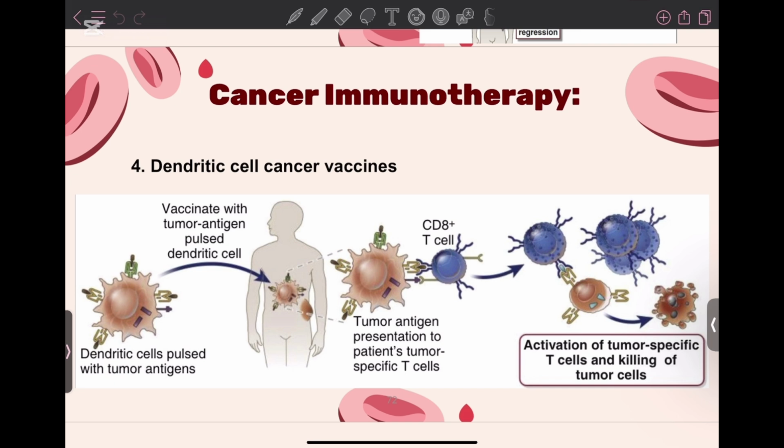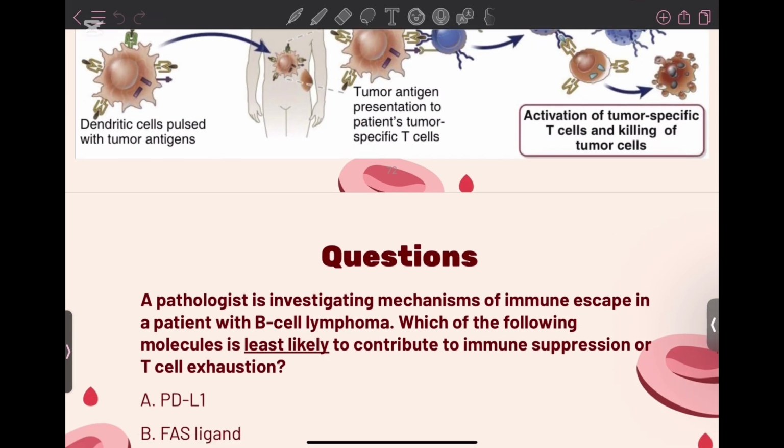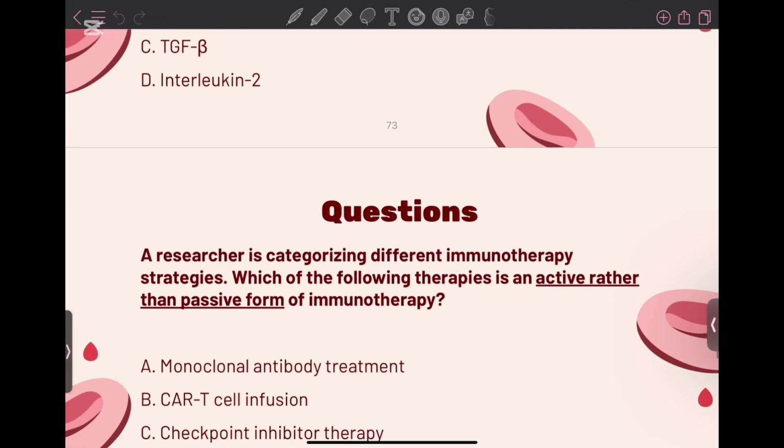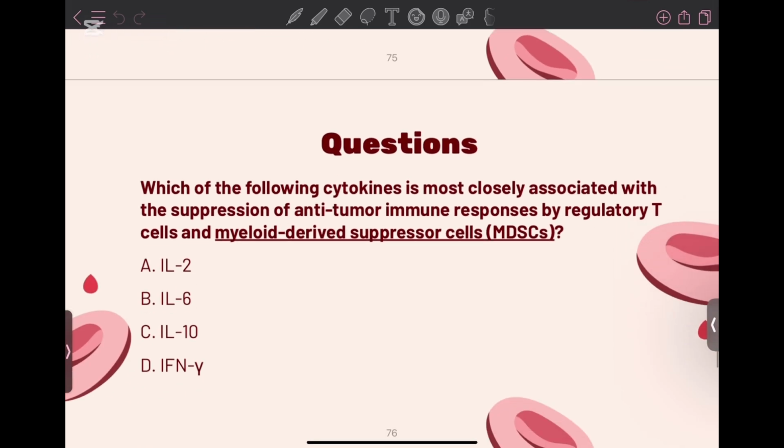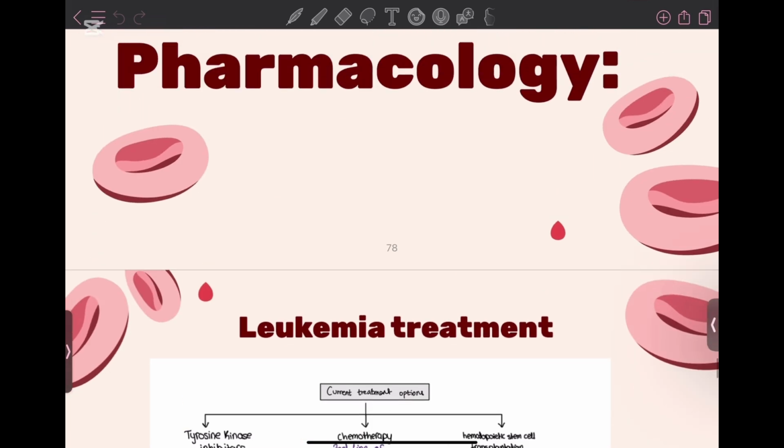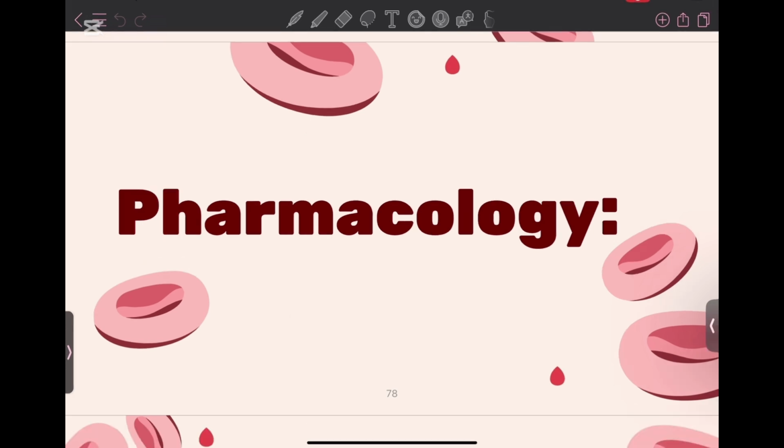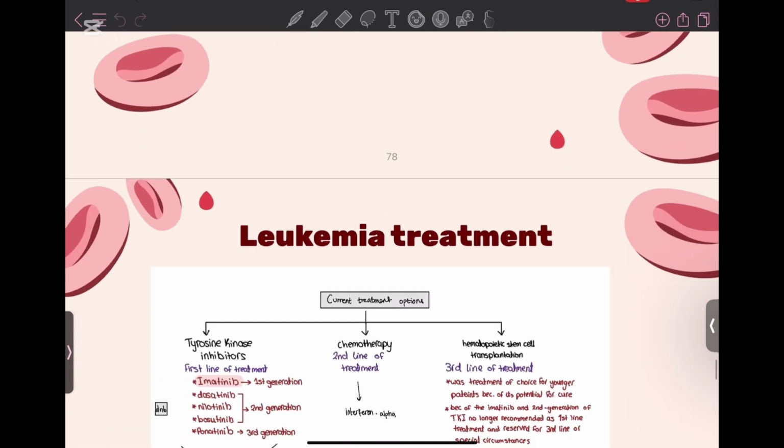I think to clarify the confusion, it's basically the vaccinated tumor antigen that is going to be expressed by these dendritic cells, which is going to activate the CD cells. And those are also questions for you guys to practice on. Okay, so now moving on with pharmacology.